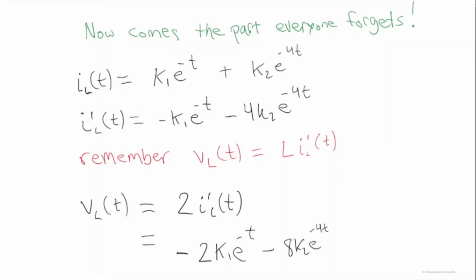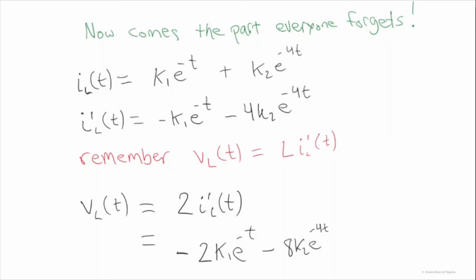Well, let's recall the equation for voltage across an inductor. VL of t equals L times IL prime of t. Again, this is one of the equations you should have written down on a reference sheet. Let's use that equation to get our second equation.